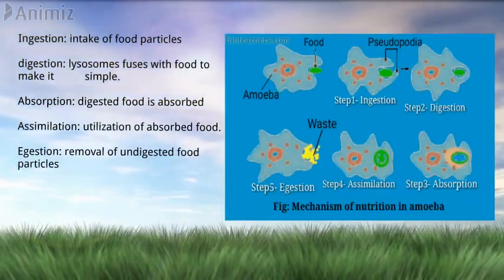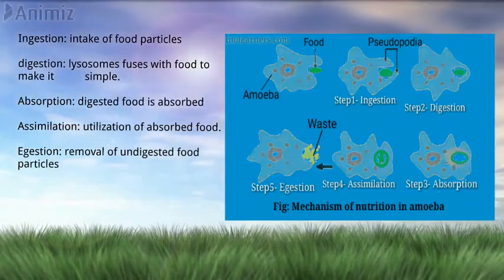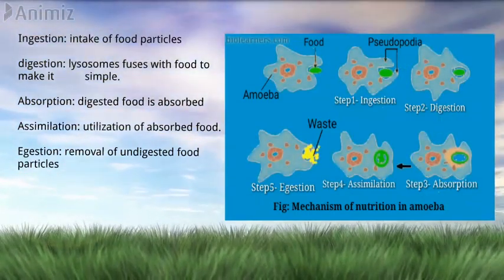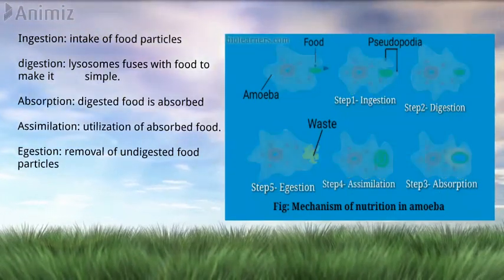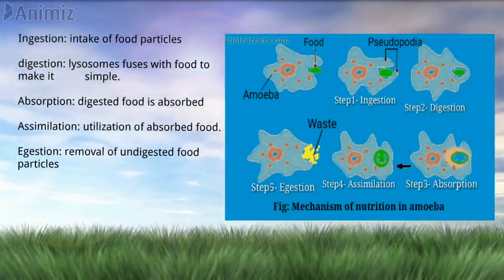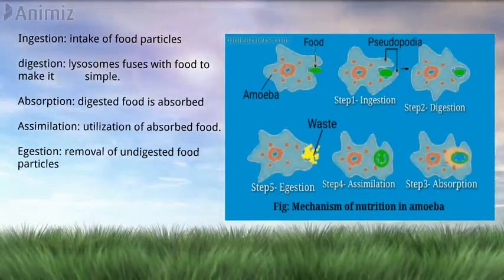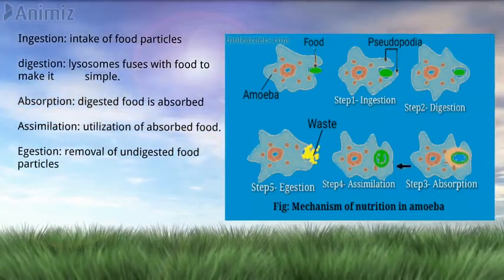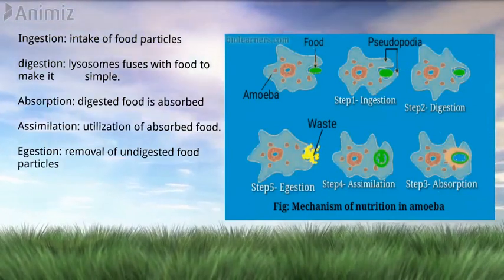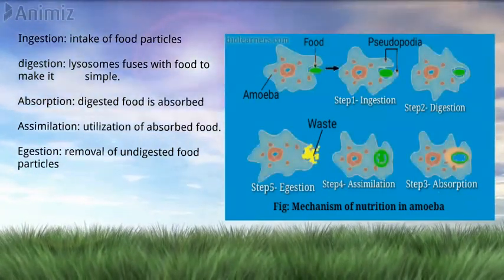Ingestion. It is the process of taking in solid food particles. It is also known as phagocytosis. Amoeba does not have any oral aperture, so when it comes in contact with food particles, it extends its cell surface, making finger-like projections. These finger-like projections are known as pseudopodia or false mouth. With the help of these pseudopodia, it engulfs the food in the food vacuole or the phagosome.